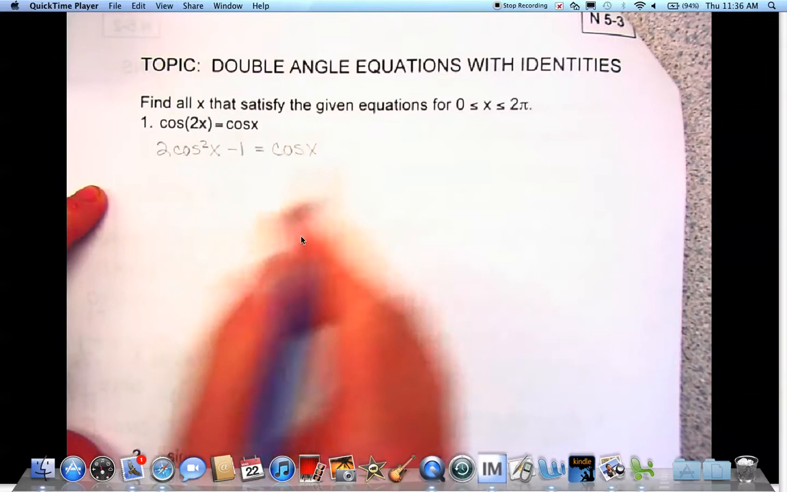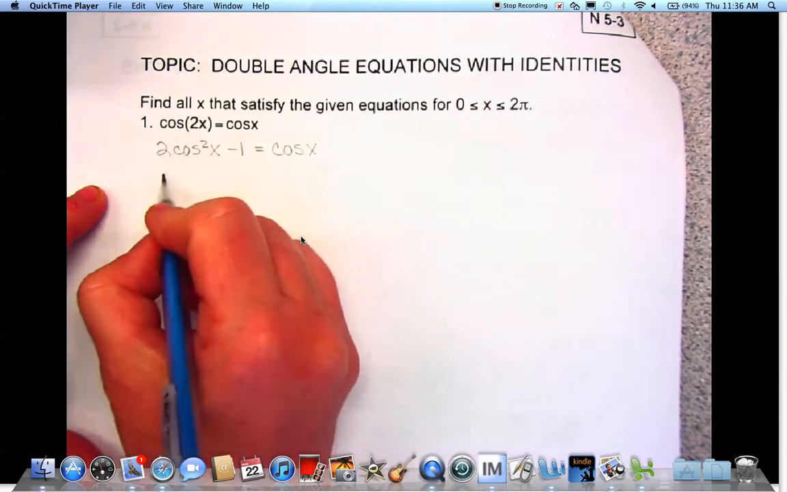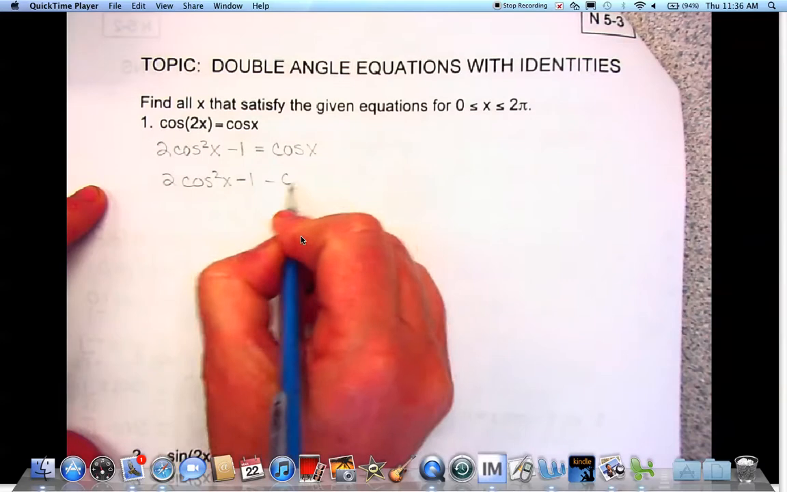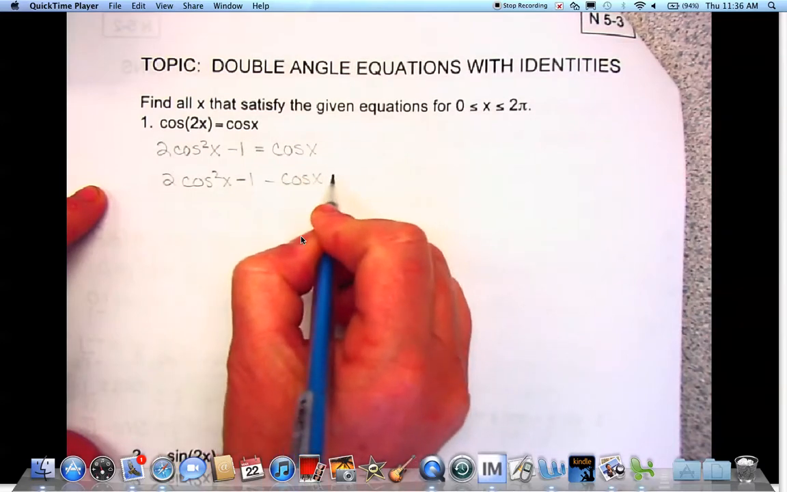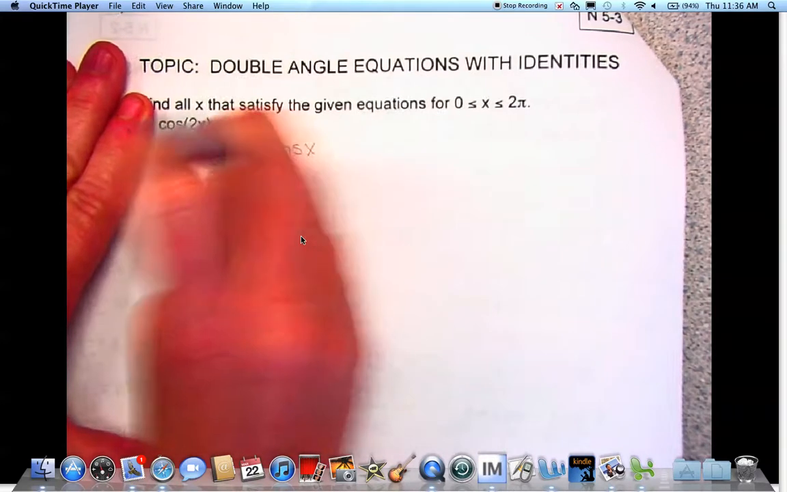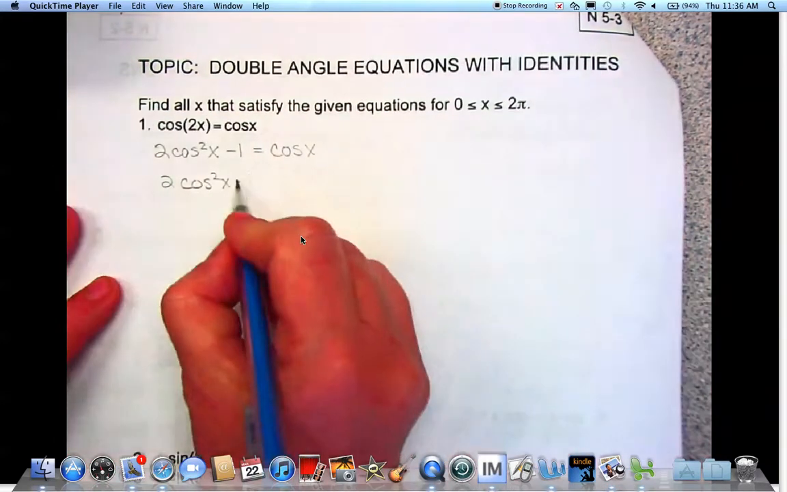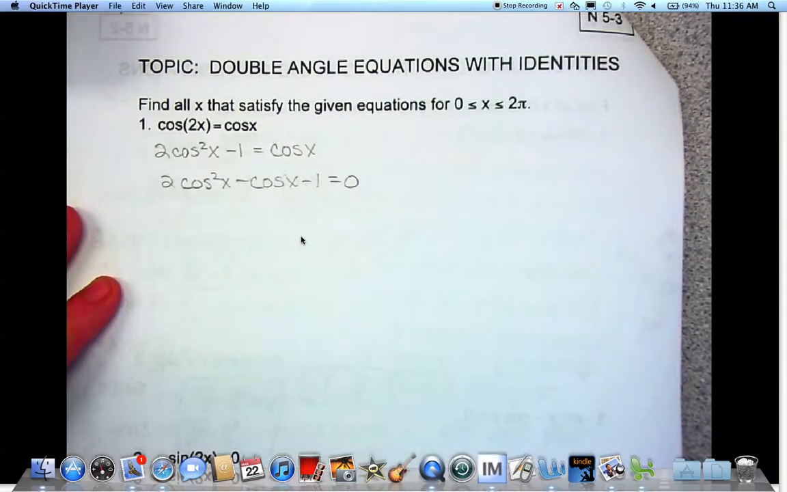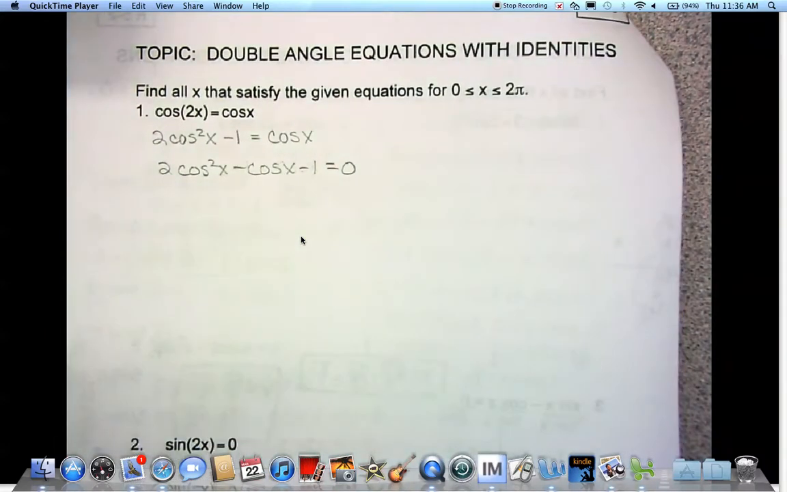Okay, you want to go ahead and move it over? All right, 2 cosine squared x minus 1 minus cosine x. Should have put it in order first: 2 cosine squared x minus cosine x, and then minus 1, equals 0. Now we can do what? Factor.